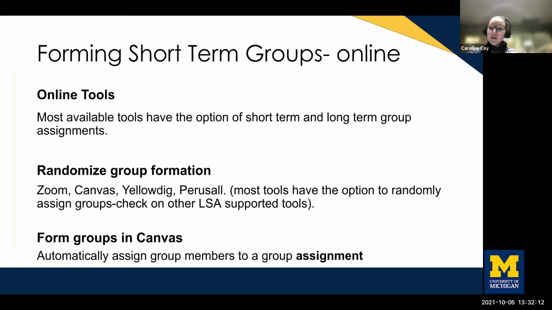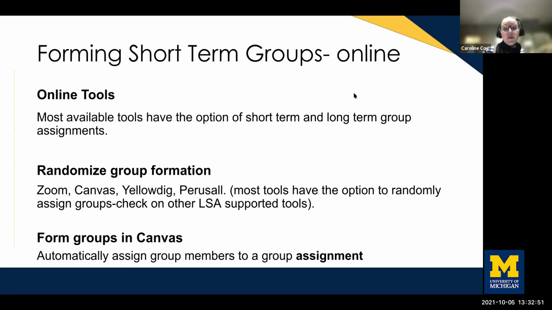And then a note about groups in Canvas. We just heard about Canvas groups, which is different from a group assignment. A group assignment is much better suited to a short-term group where you can randomly assign groups to the assignment, or you can manually assign them. And then after that assignment is complete, that group is done. But if you make a Canvas group, they have their own Canvas site, as Siva mentioned. So that's more for a long-term project where they need a space to communicate and collaborate.